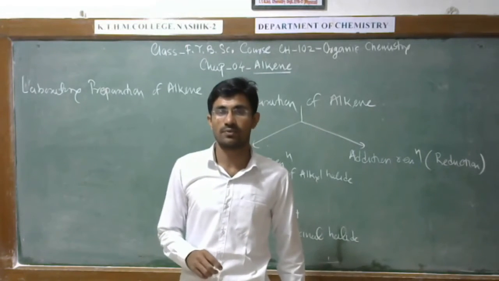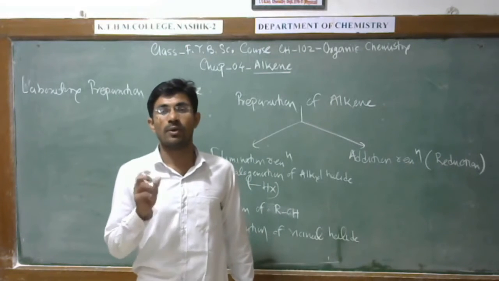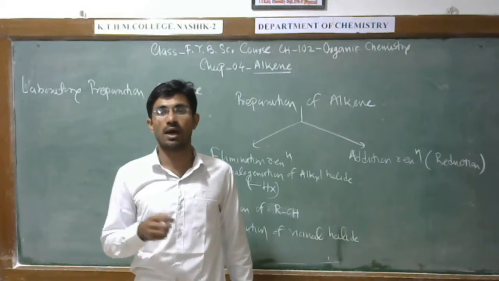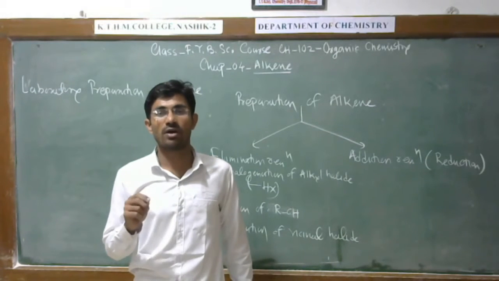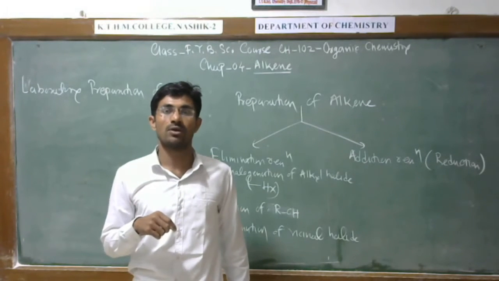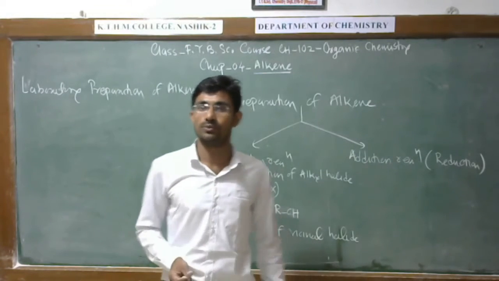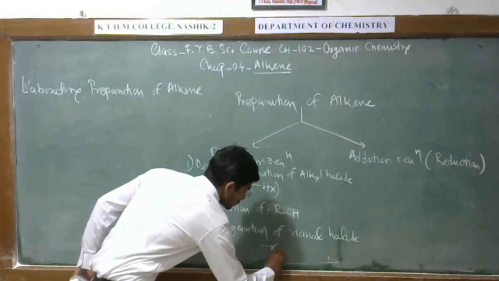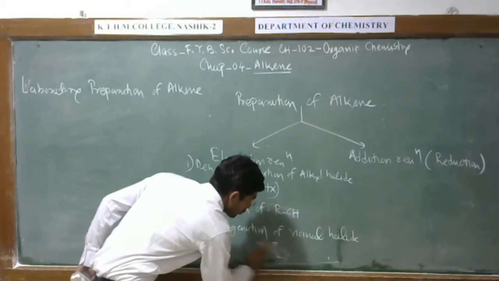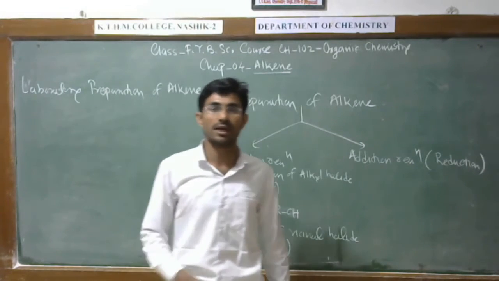Vicinal halides. When adjacent carbons bear the halogen groups, at that time we call them vicinal halides. Dehalogenation means loss of X2, loss of both halogen groups. By this we can prepare the alkene compound.